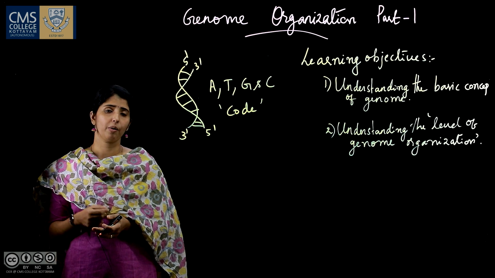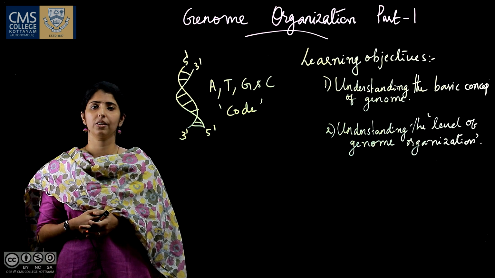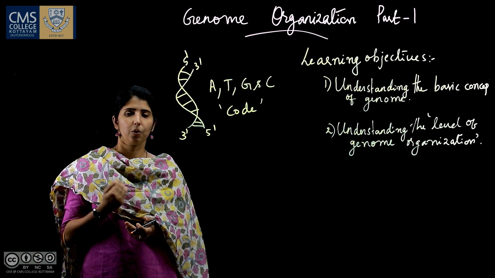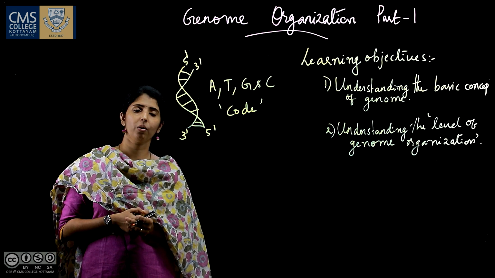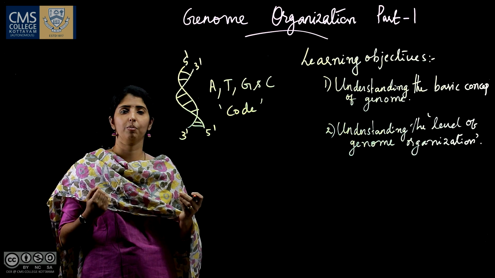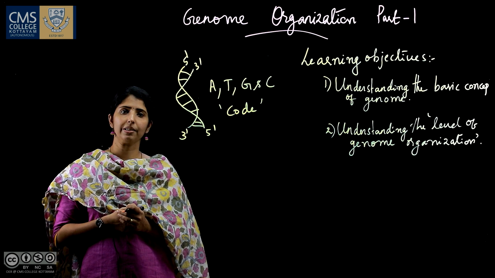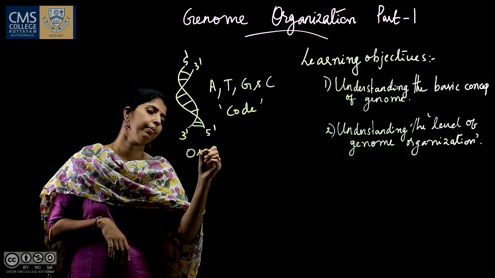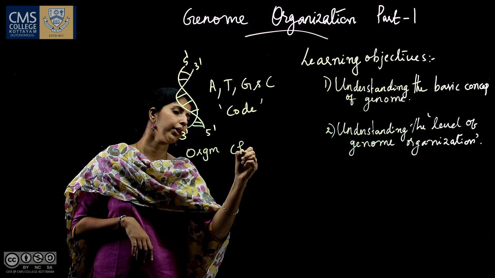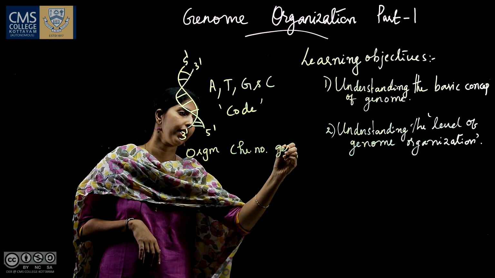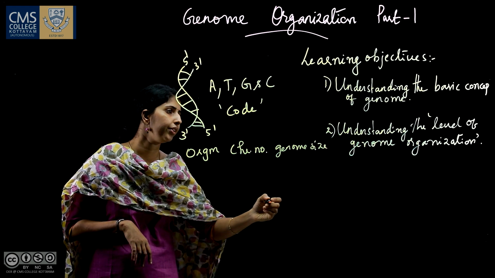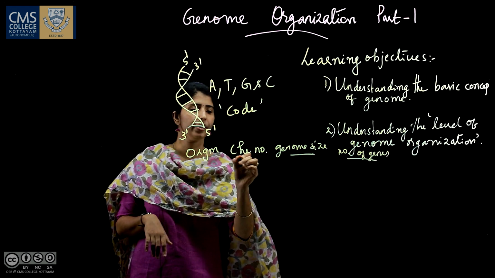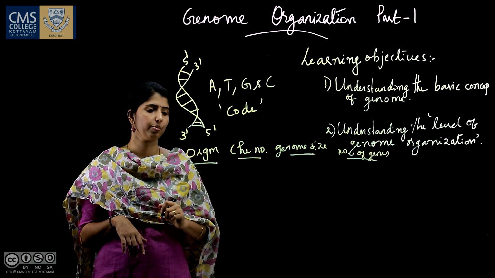So far, many genomes have been sequenced. So we have vast repositories of genetic information available in the bioinformatic repositories. If we explore the genetic content of different organisms, we will be able to compare the genomes of these different organisms. Now let us compare the genome sizes of some of the model organisms. Organism, chromosome number, genome size, and number of genes.